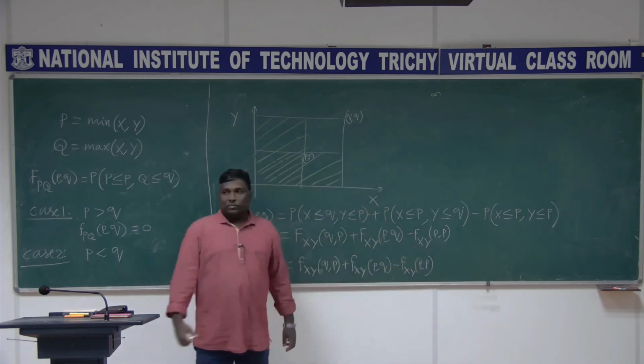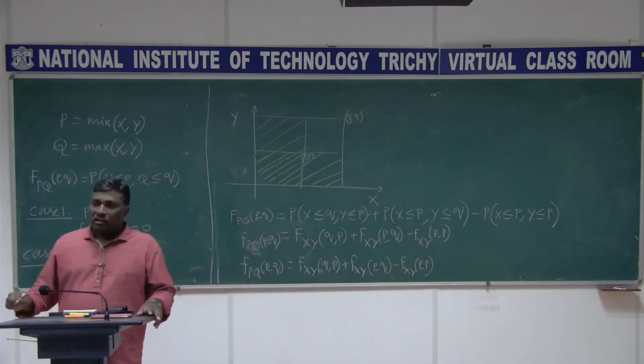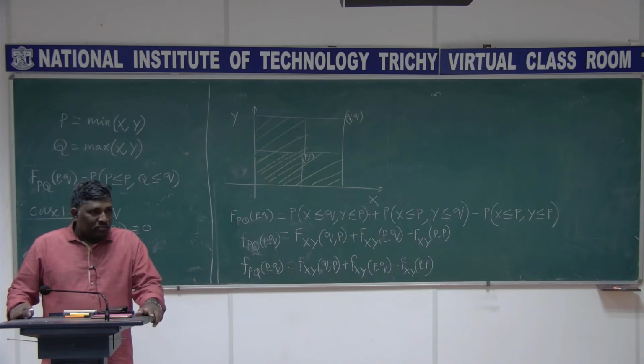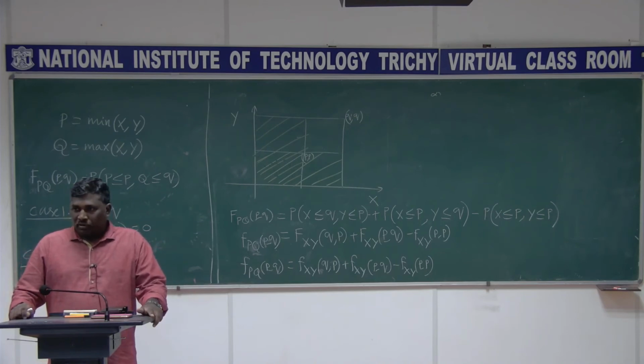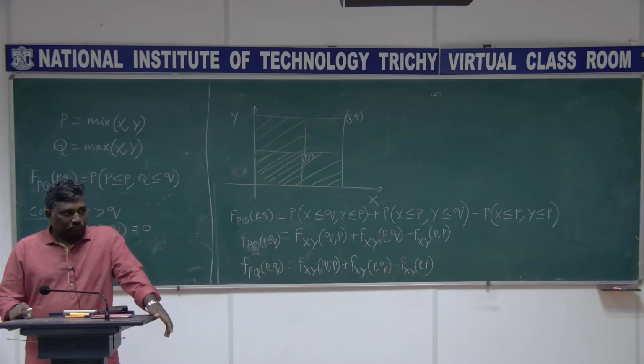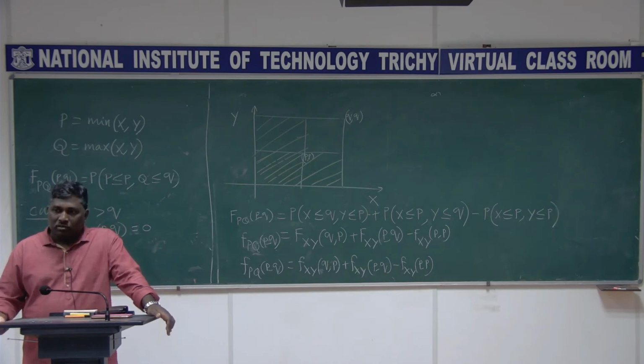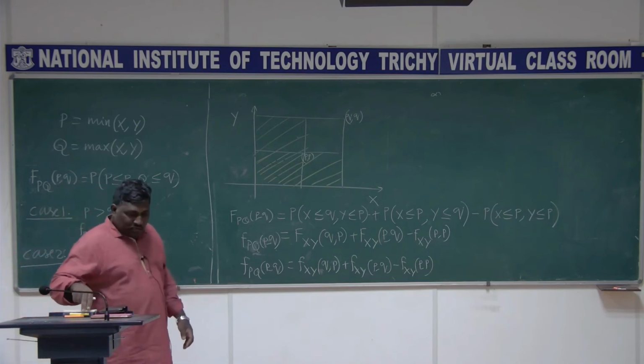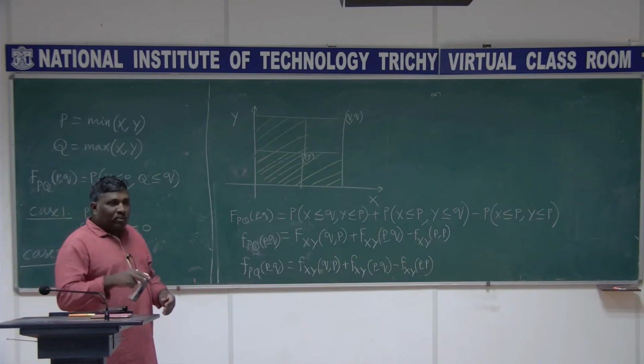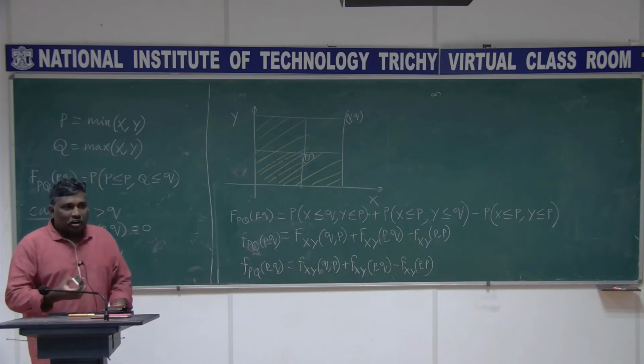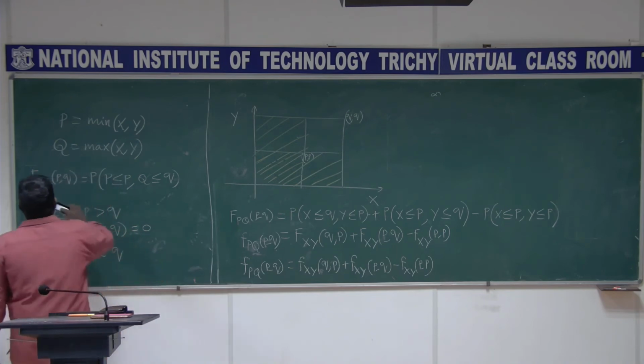This is another example where we cannot go for the Jacobian, so we do this using the geometrical method. Okay, so we'll do one more example. What we are discussing is all about the change of random variable.